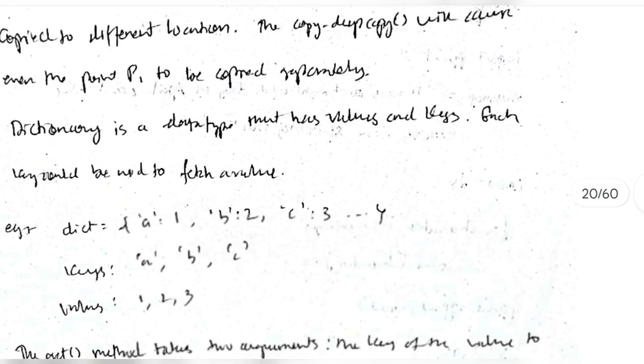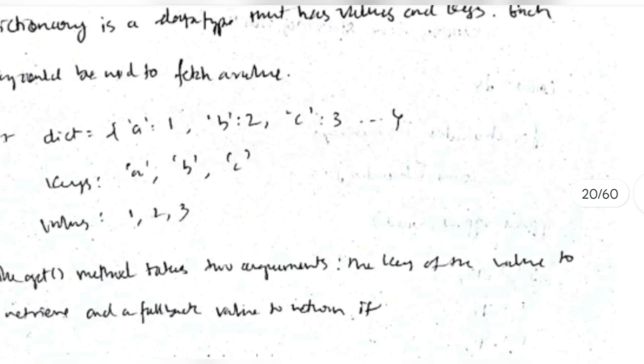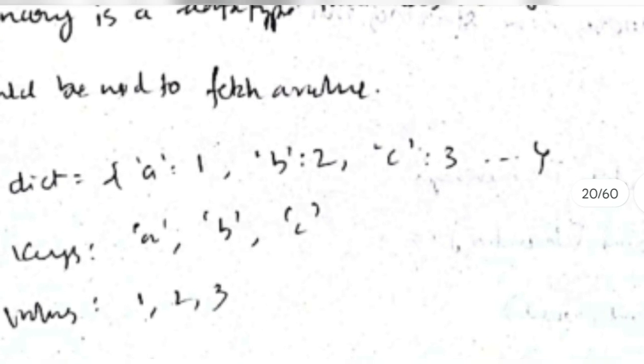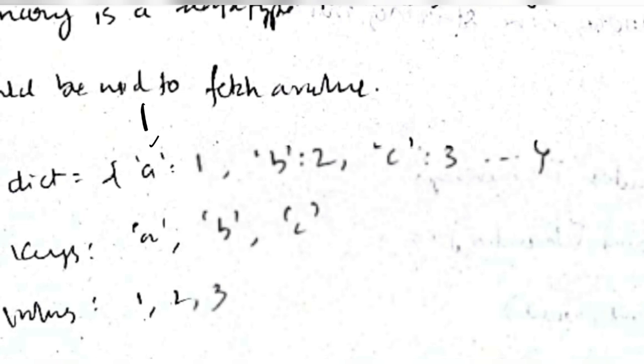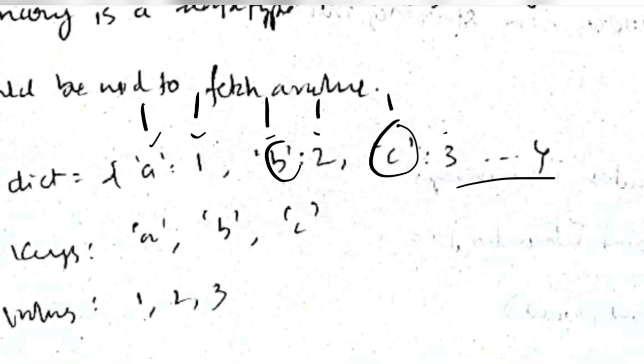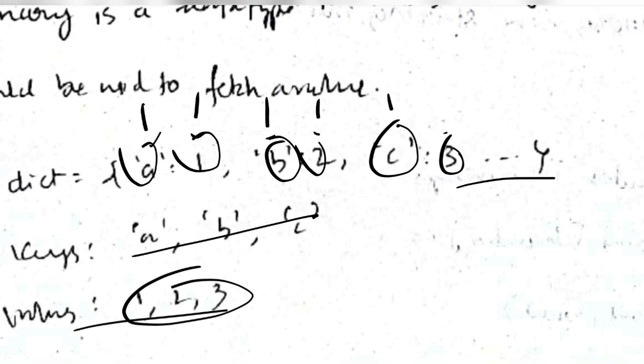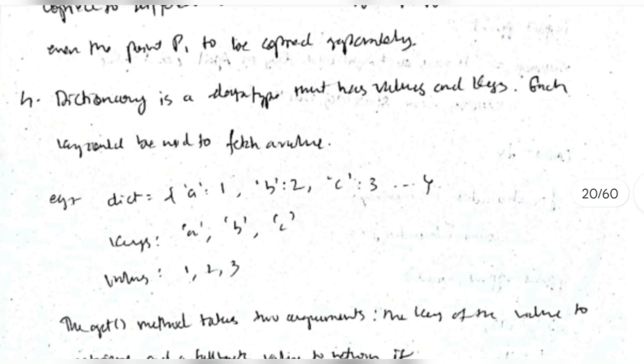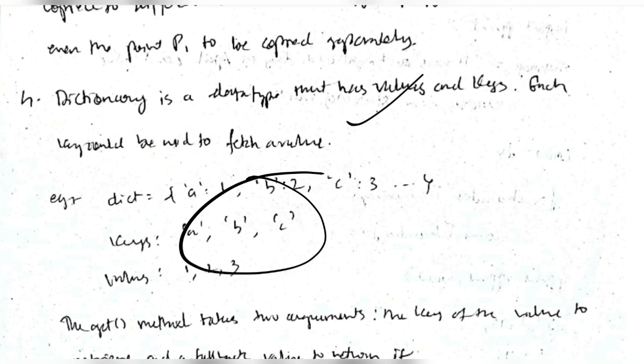So the next question is, what is a dictionary? In a dictionary we'll have key value pairs. This is a sample dictionary. So here we have A1, B2, C3, and like that we'll have all the elements. A, B, C are known as keys, and 1 to 3 are known as values. So this is the dictionary. You have to write the definition and you have to write an example.